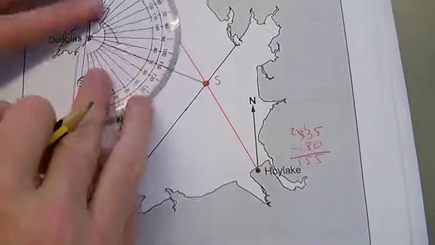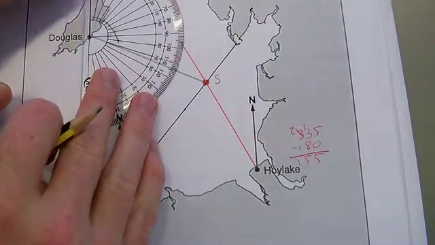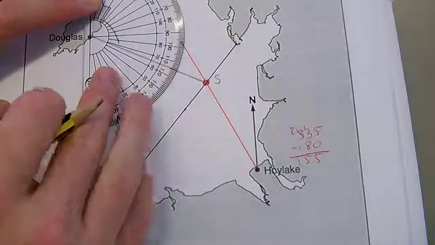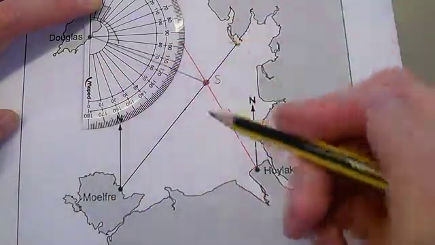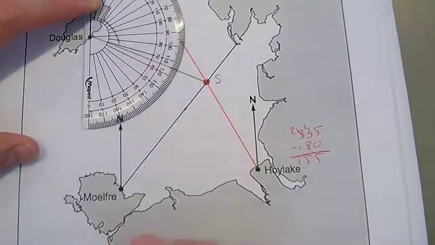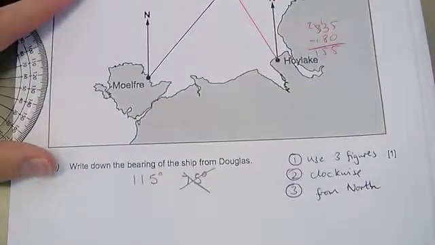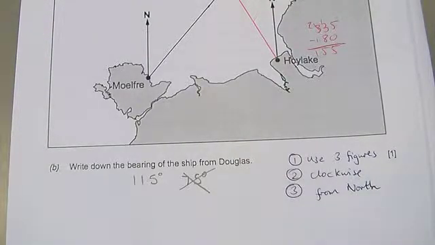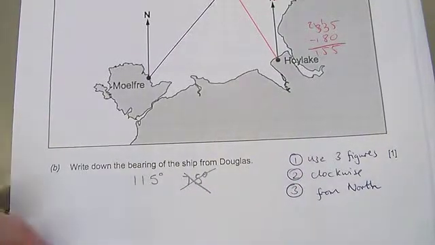Obtuse, isn't it? Let's measure again. Is it 125, is it? 115. Okay, all right, I was looking inside here. So 115. If I did measure it as 75, would it have been fine to have written it like that? No, because you use 3 figures. Okay?